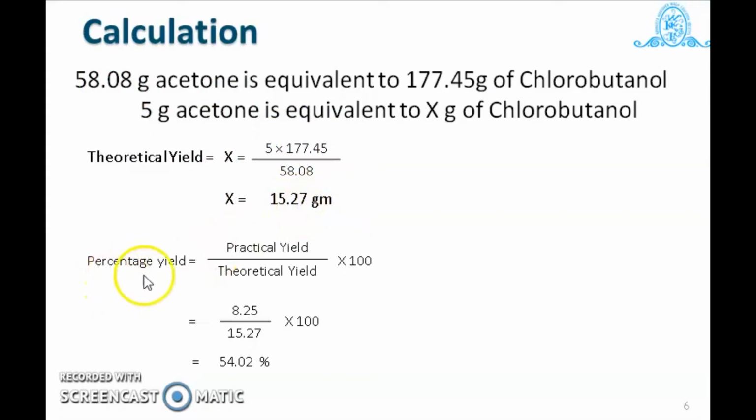Students, let us see the percentage yield. So percentage yield is equal to practical yield upon theoretical yield into 100. Put up the value as we have got the practical yield 8.25 divided by our theoretical yield 15.27 into 100. By solving this we will get the answer 54.02%.